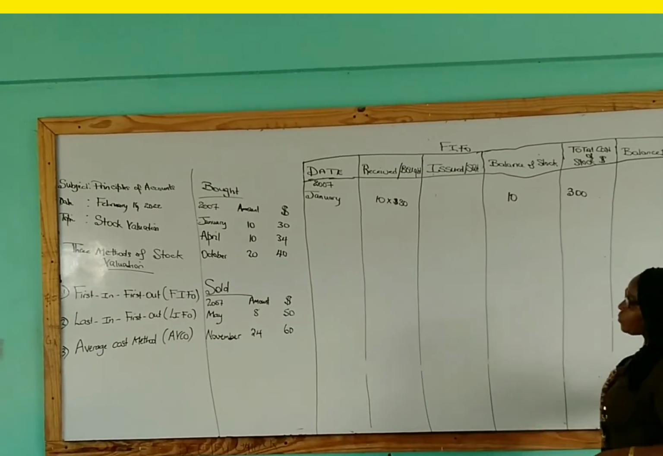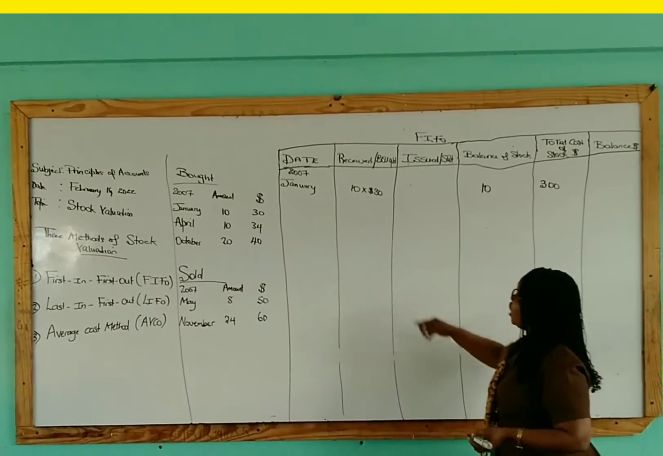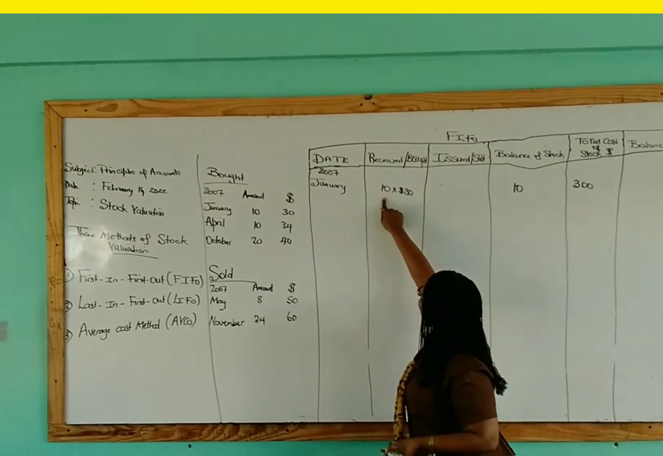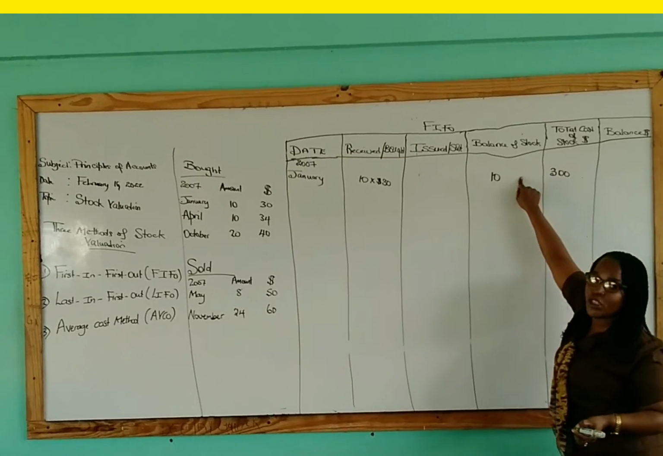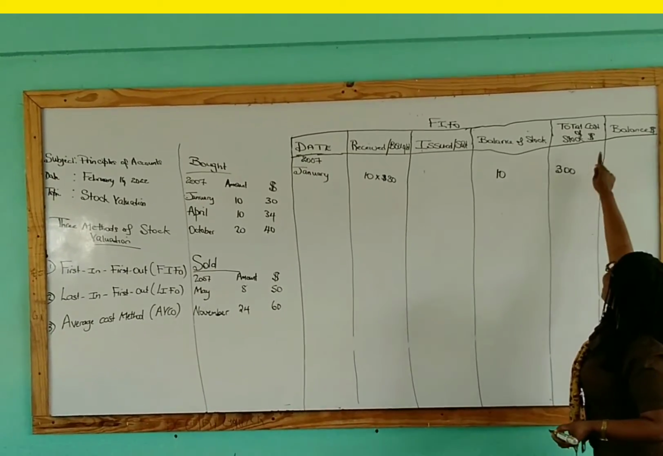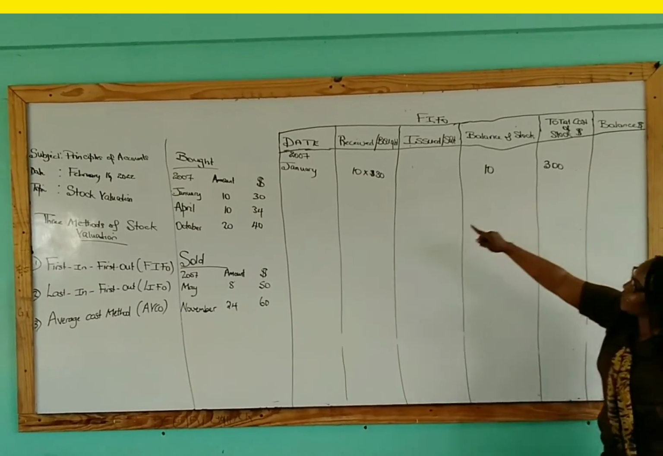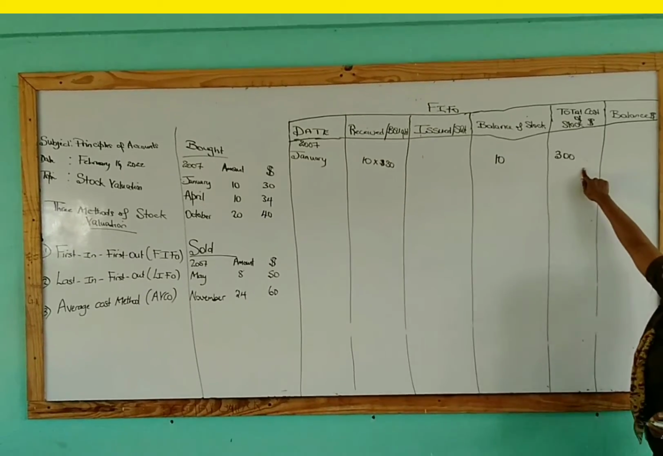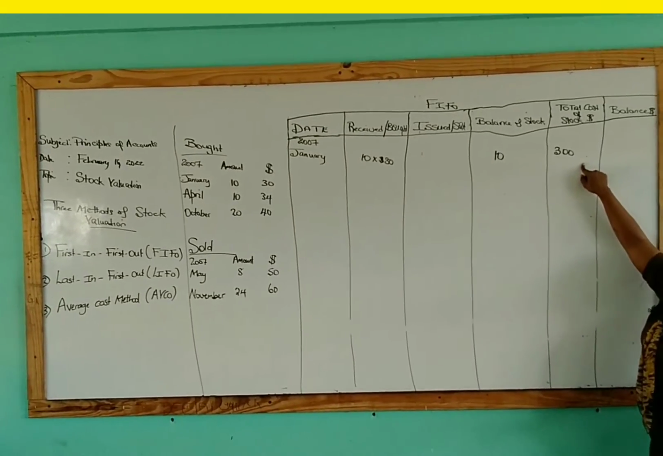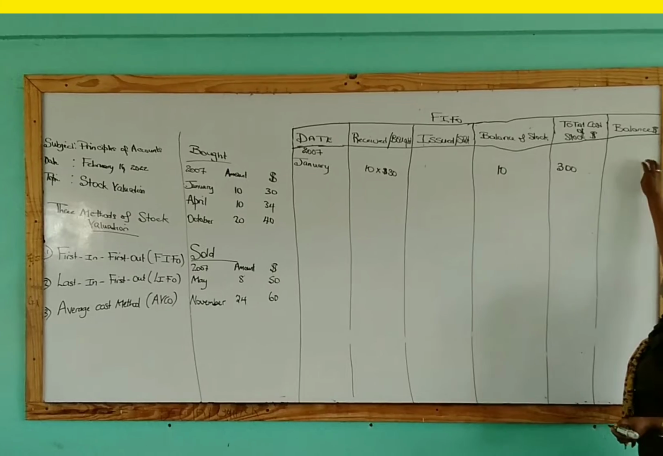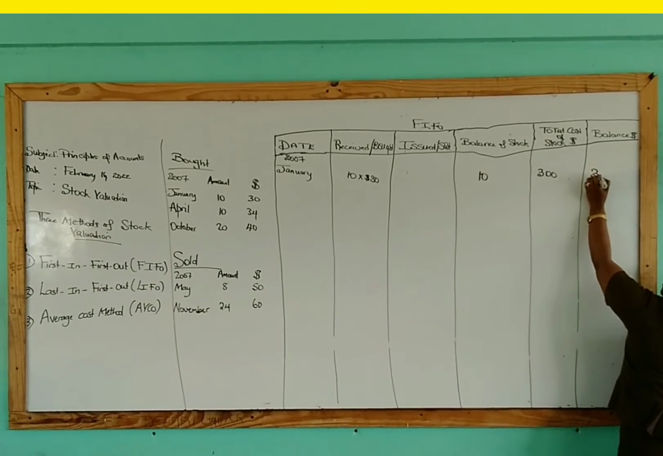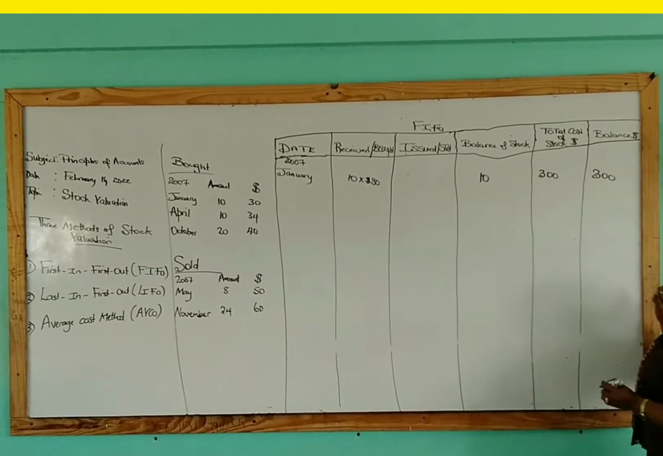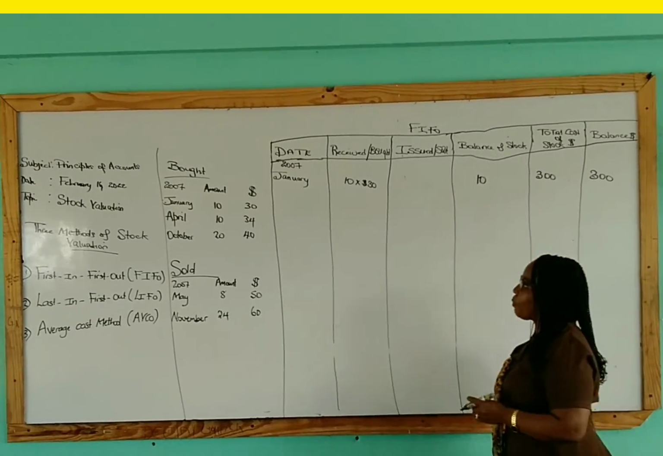Good? Are you following? So we bought 10 goods at $30. That means we now have 10 goods in our storeroom. And the cost for the 10 goods is 10 times the 30, which is $300. Alright? That means the value, which is this balance column here, is $300 worth of stock that we have in our storeroom.